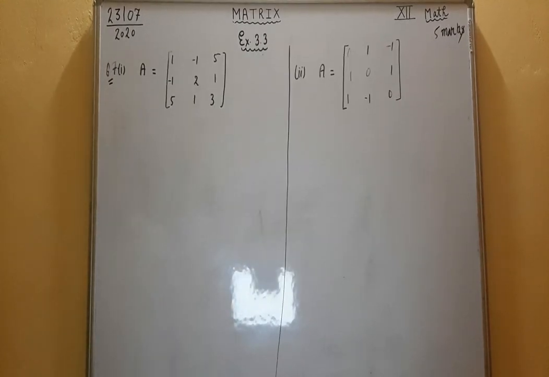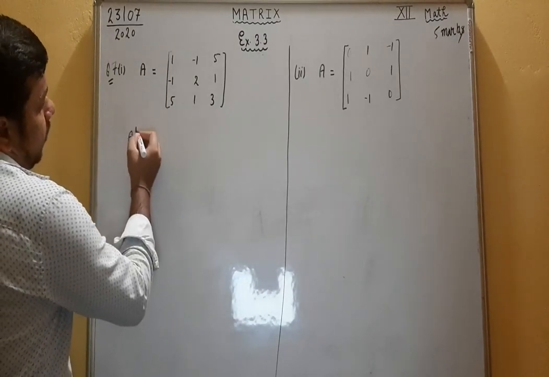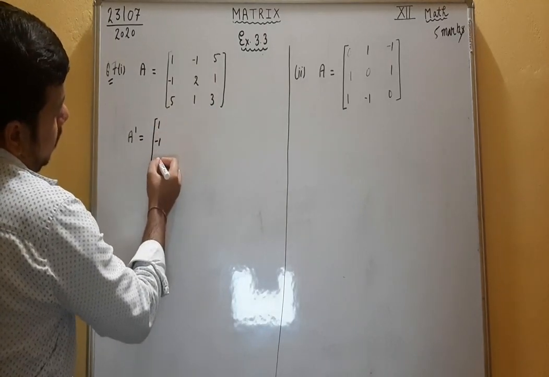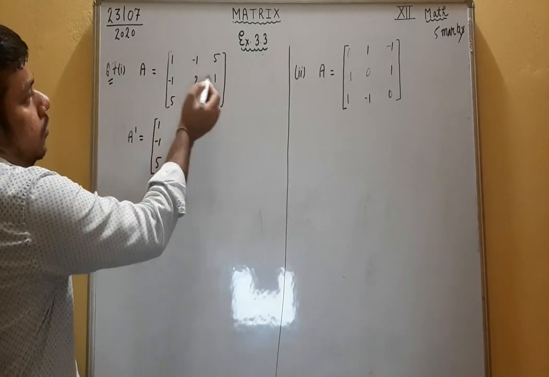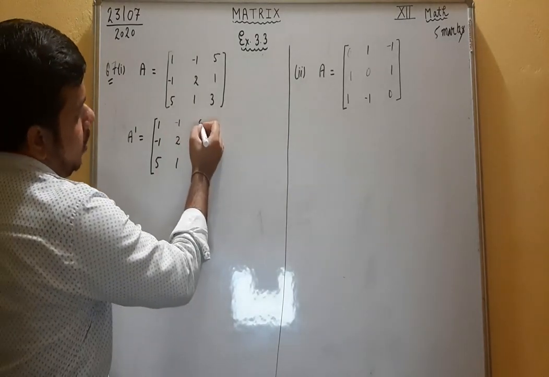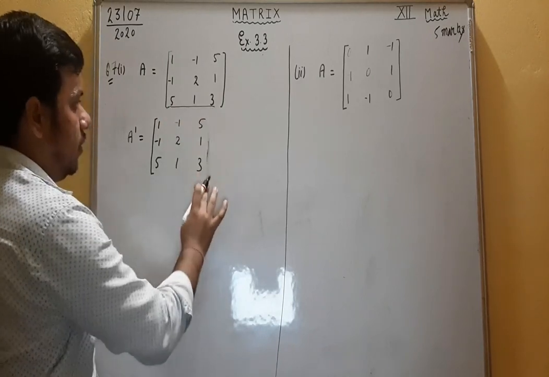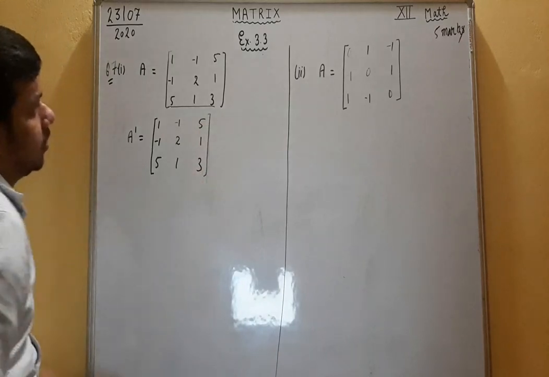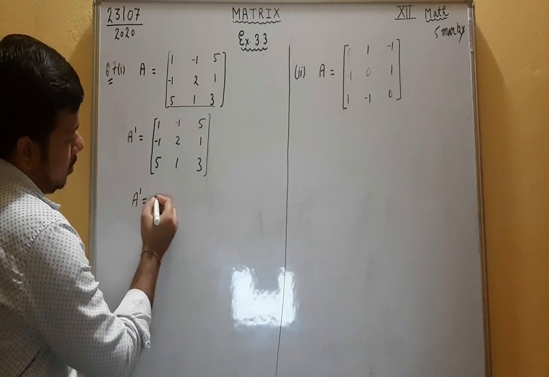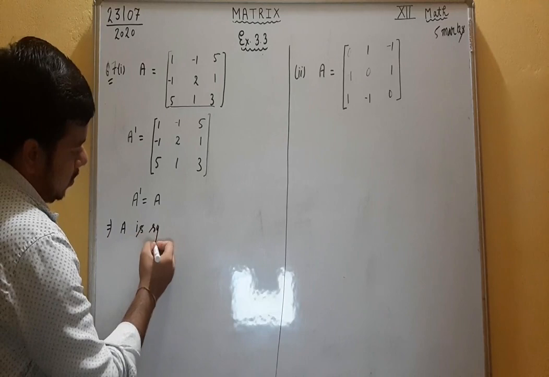A is given, you have to prove that A is a symmetric matrix. So let us find A dash. First row, 1, minus 1, 5. It is the first column. Now, second row, minus 1, 2, 1. It becomes the second column. Third row, 5, 1, 3. It is the third column, right? See, there is no difference between A and A dash. Means A dash is equal to A. This implies that A is a symmetric matrix.